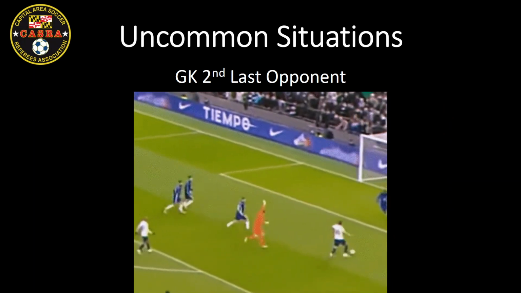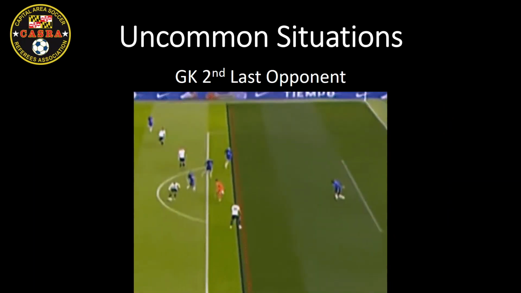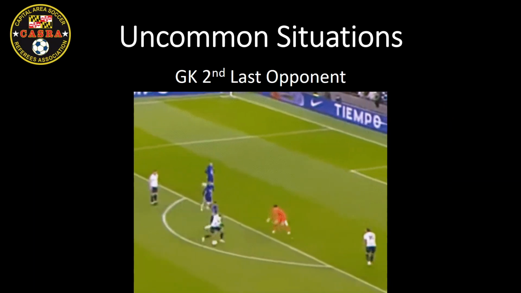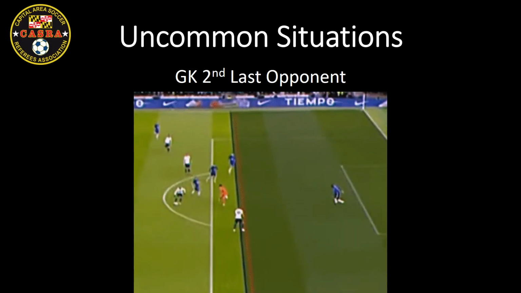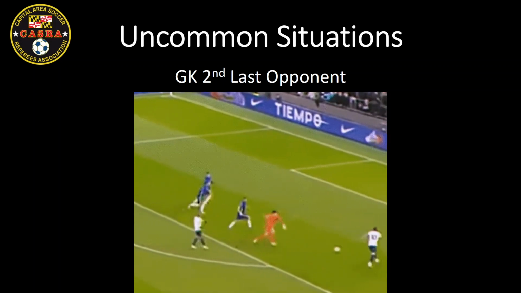Uncommon situations. Here we have a goalkeeper who is pushed out of his goal. He has become the second to last or third to last opponent in this situation. Therefore, the player in white is offside.